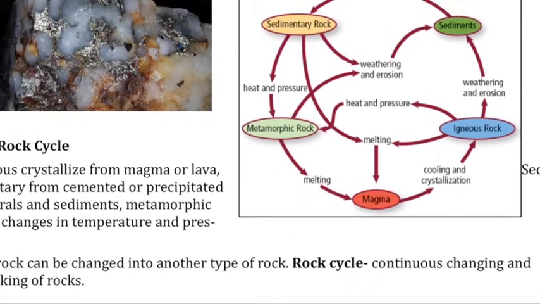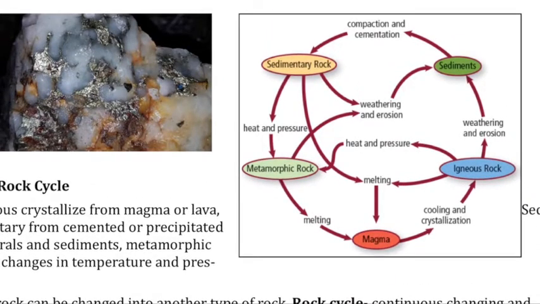And then lastly is the rock cycle. And that's the idea that any type of rock, whether it's igneous, metamorphic, or sedimentary, under the right conditions, can be turned into any other rock. So remember, metamorphosis is heat and pressure. You take an igneous rock and add heat and pressure, you get a metamorphic rock. You have a sedimentary rock, you add heat and pressure, you can get a metamorphic rock.